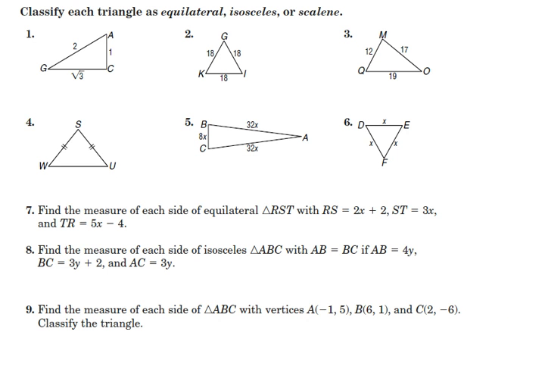This is the second page, page 184. We're going to go through some of these problems to make sure everybody's okay with them. 1 through 6 says classify each triangle as equilateral, isosceles, or scalene. Okay, so we'll go through these fairly quickly. Number 1 is scalene, all the sides are different.